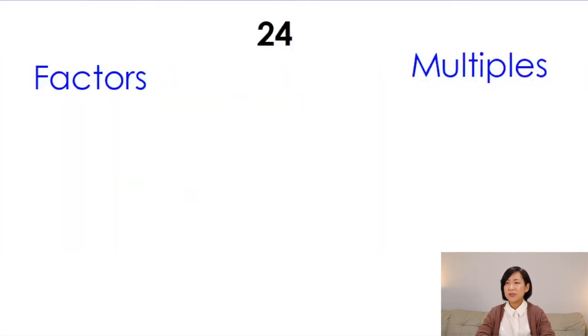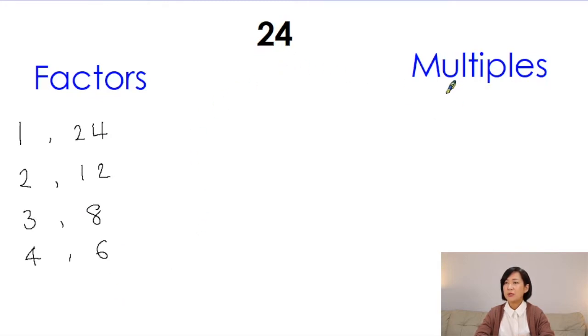Let's find the factors and multiples of 24. First of all, factors. In order to find the factors, you need to think about factor pairs. That is two numbers that multiply together to make 24. Let's see, if you have a 1 here, then 1 times 24 makes 24. These are the factor pair. Then 2 and 12, 3 times 8 makes 24, so 3 and 8, 4 and 6, and then you've got 6 and 4, that means we found all the factors of 24.